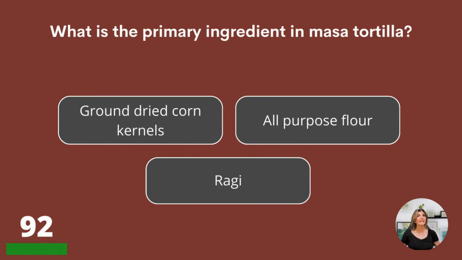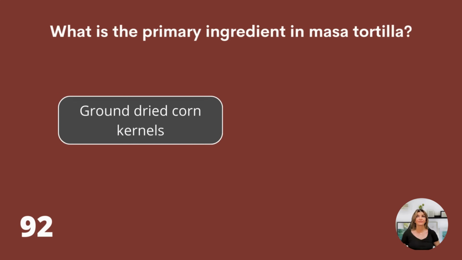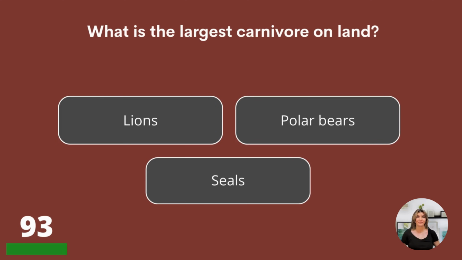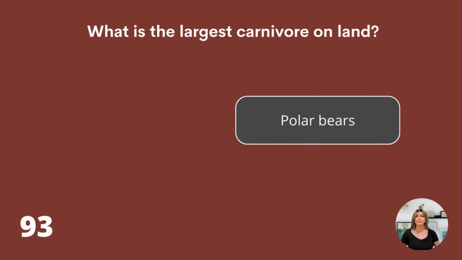What is the primary ingredient in masa tortilla? Ground dried kernels, corn kernels, all-purpose flour, or ragi? Ground dried corn kernels. What is the largest carnivore on land? Lions, polar bears, or seals? Polar bears.